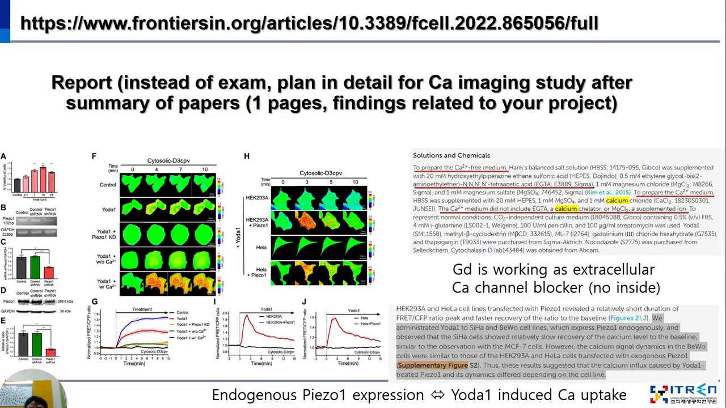Okay, I skip this. And then this is our, instead of a final exam, I suggest you read this paper, also published by Taejin Kim's group, and then you make a detailed plan for a calcium imaging study after summarizing your paper. So one page, I suggest, a one-page summary of the paper, and one page for your plan.